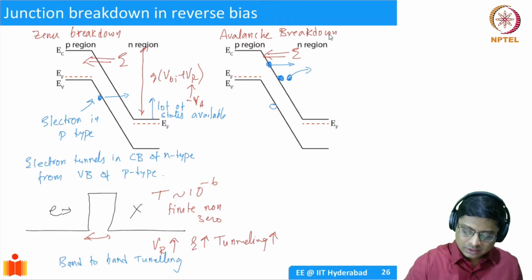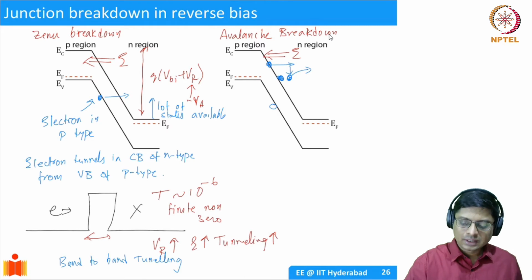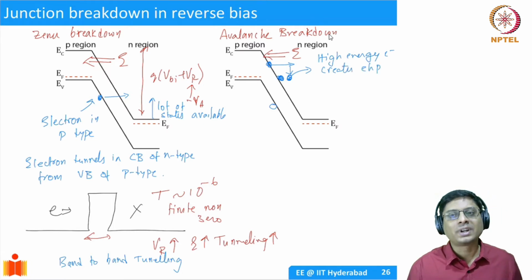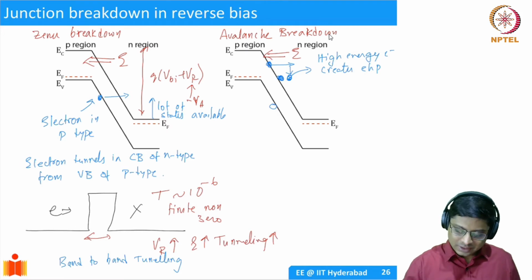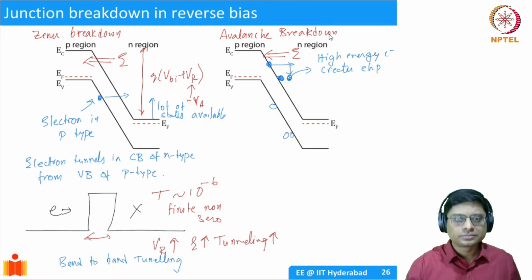So basically, a high energy electron creates an electron-hole pair. One electron, as it acquires kinetic energy, will create one electron-hole pair. It depends on the amount of energy it acquires. And then these two electrons will travel again in the conduction band, where they're free to move. And as they acquire kinetic energy, they create more holes.